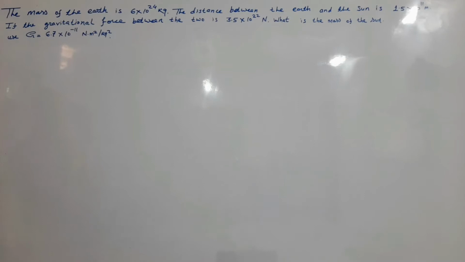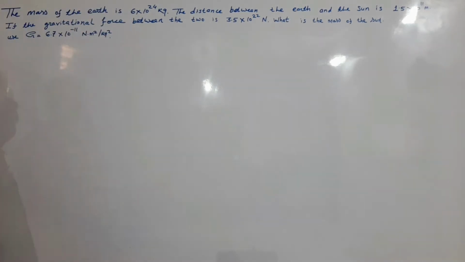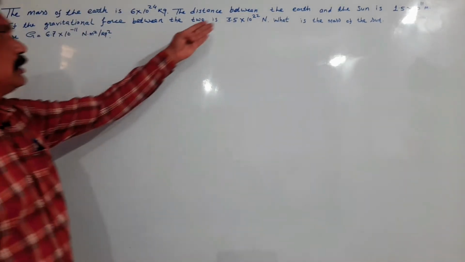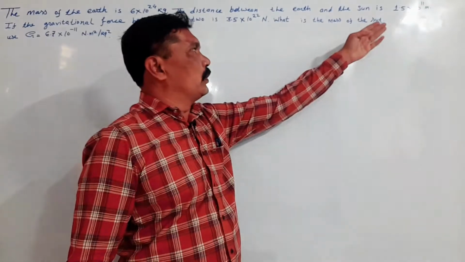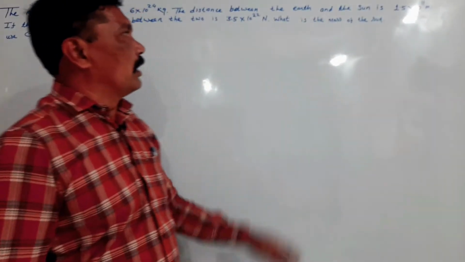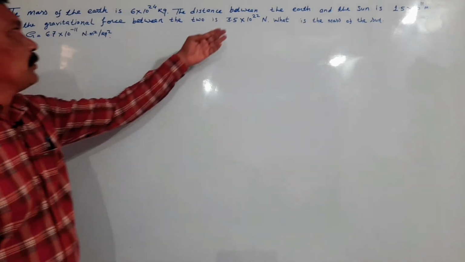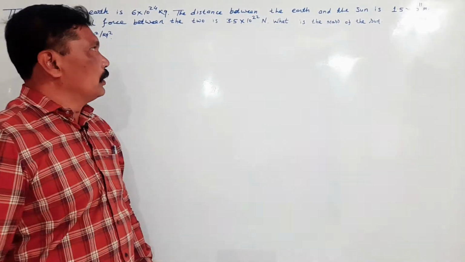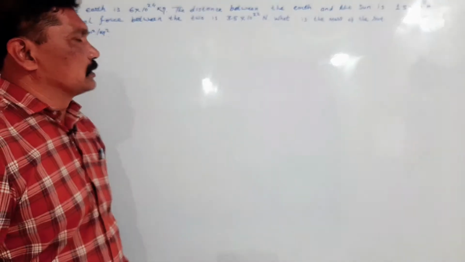Let's study the next problem. The mass of Earth is 6 into 10 to the power 24 kg. The distance between the Earth and the Sun is 1.5 into 10 to the power 11 meter. If the gravitational force between the two is 3.5 into 10 to the power 22 Newton, what is the mass of the Sun?